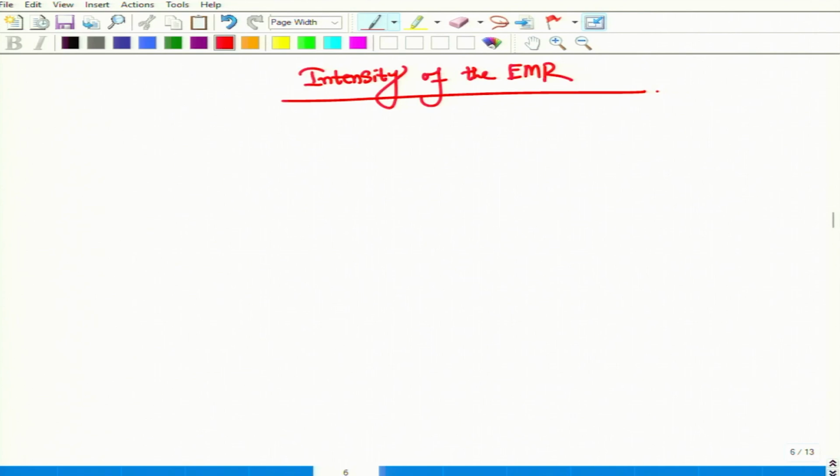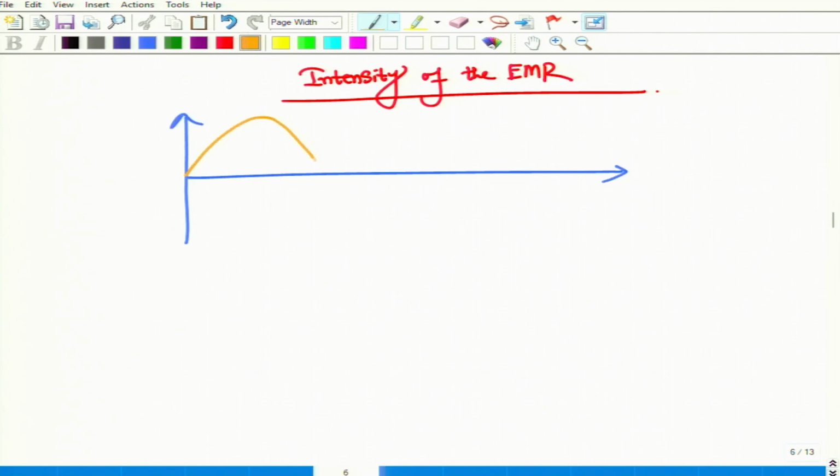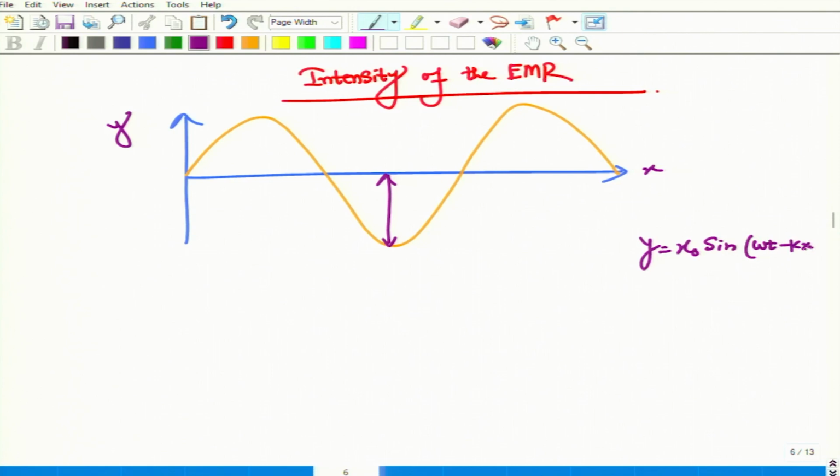Intensity. Let's say we consider a classical mechanical wave or sound wave, if it is a transverse wave, then the wave is like this. Here this is the amplitude. It's y against x, then y should be some amplitude x naught sine omega t minus kx plus phi in the general form. So this is the amplitude x naught, right?